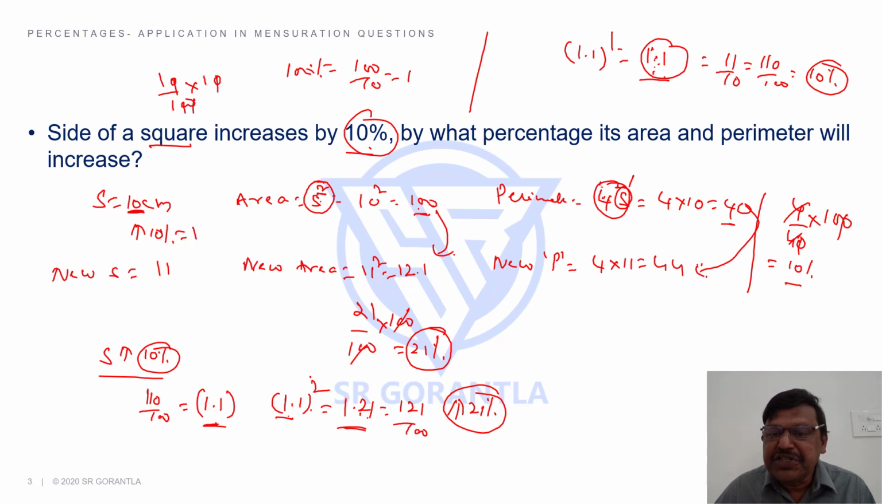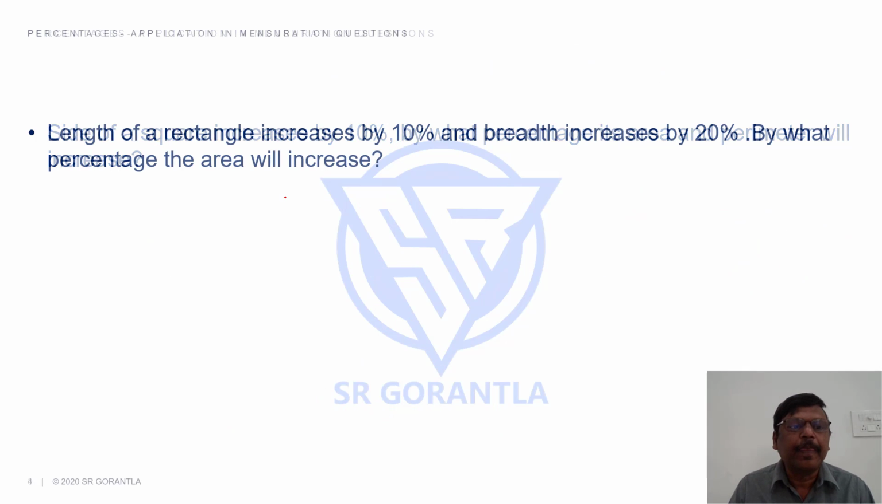So we are not interested whether it is 4S or 6S. We are not interested whether it is S square or 4S square or 6S square. What are we interested in here? The power of the variable. This is the shortcut, right? Okay. Let's take up one more example.